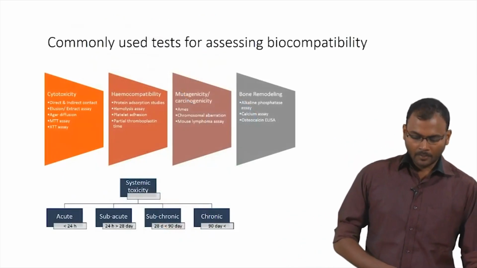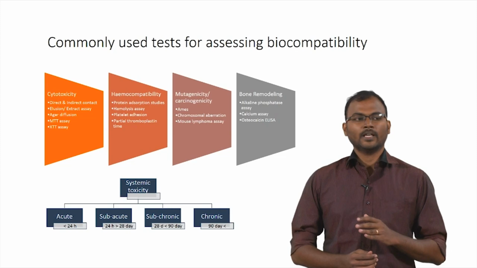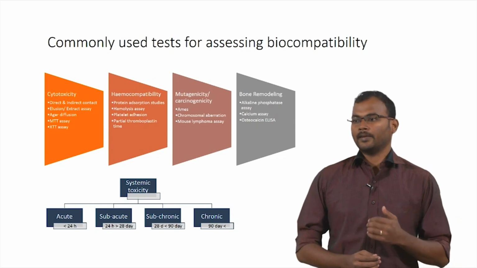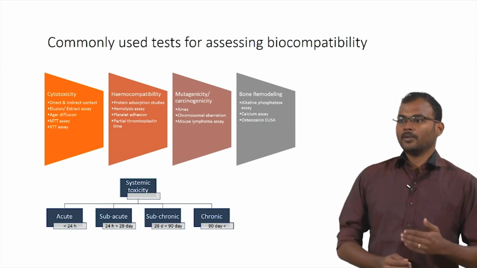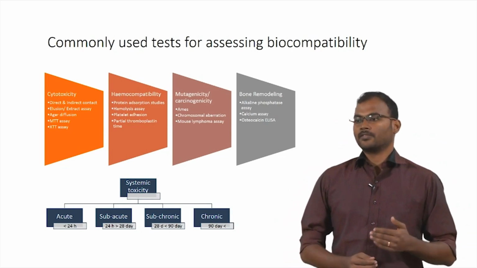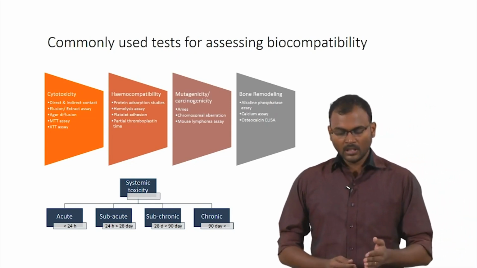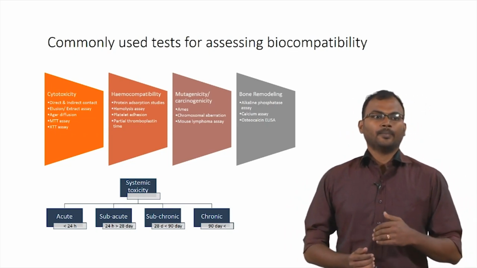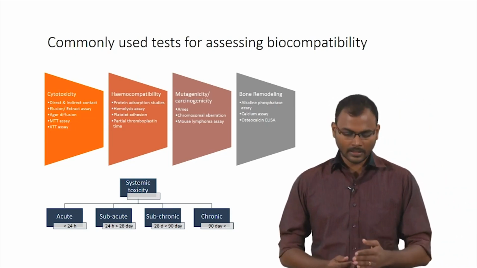So, commonly used tests for assessing biocompatibility: cytotoxicity, which is the initial test we have to do for all the materials, whether that material is killing the cells, is having an inert effect, or is promoting cell growth. Then hemocompatibility, where you have blood-related applications. Mutagenicity and carcinogenicity, where you will check for any change in mutation occurring in the system. Then bone remodeling, a separate topic, where you can estimate how much the material is affecting bone integration or bone growth. So, that is bone remodeling.